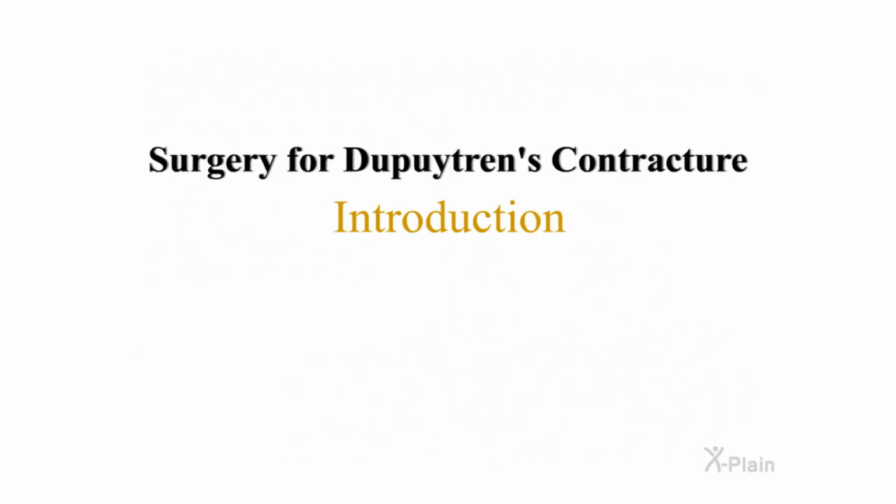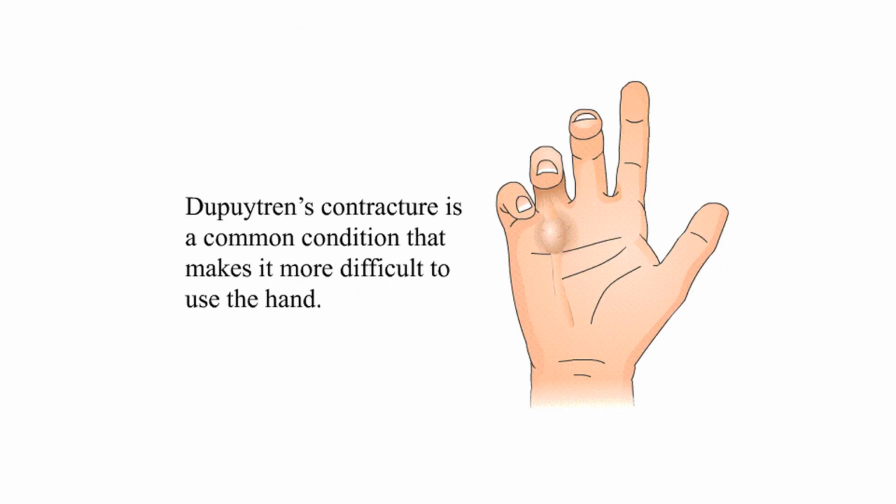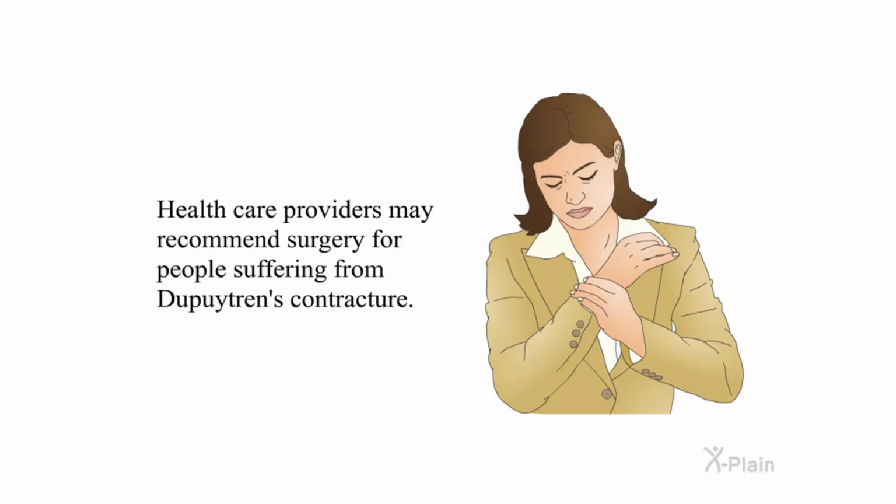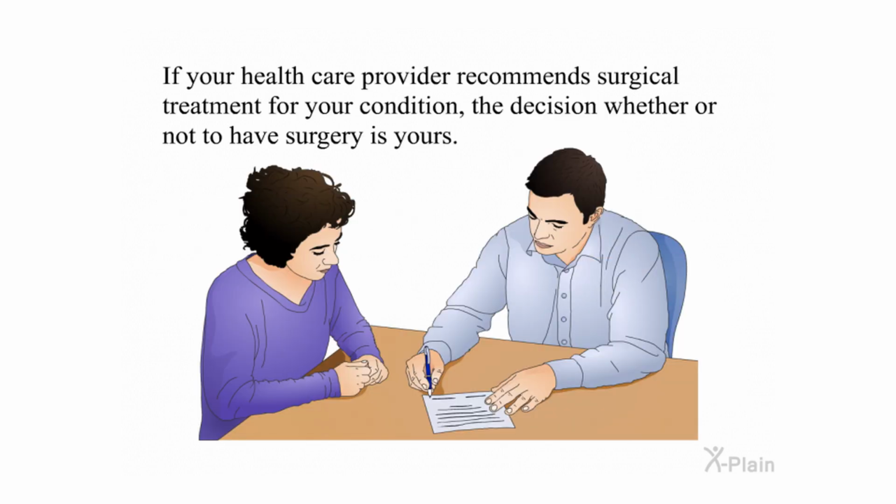Surgery for Dupuytren's contracture. Introduction. Dupuytren's contracture is a common condition that makes it more difficult to use the hand. Healthcare providers may recommend surgery for people suffering from Dupuytren's contracture. If your healthcare provider recommends surgical treatment for your condition, the decision whether or not to have surgery is yours.